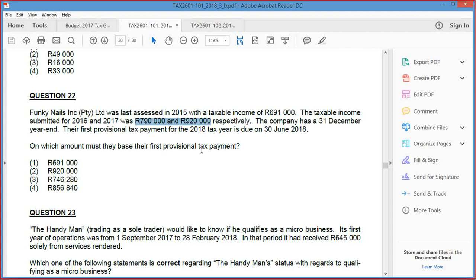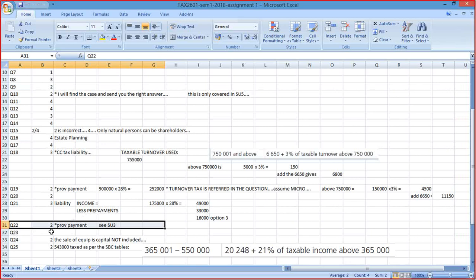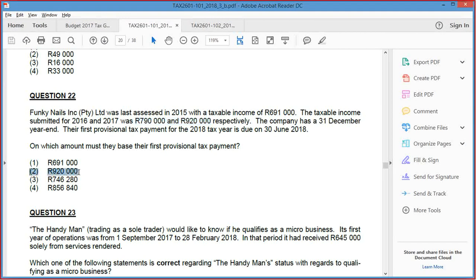So if you're using different sets of information, you are going to be using option 2 actually, which is this 920. Why? 920 was for the 2017 year of assessment, and your year of assessment is 2018. So there is a bit of a process that you need to go through just to get the right figure, the right amount that you're going to use as the base for the calculation. Once you've got that figure, then it's actually not too bad.